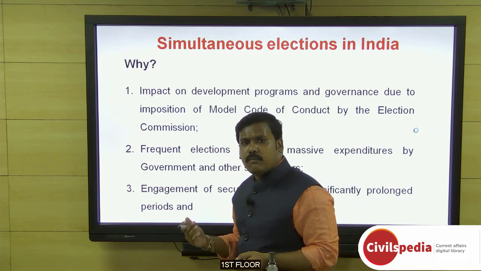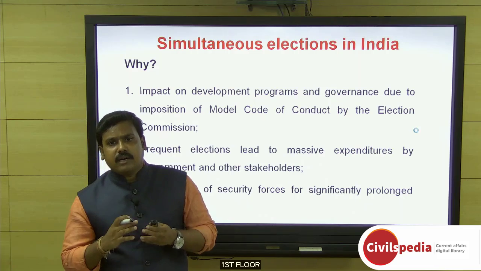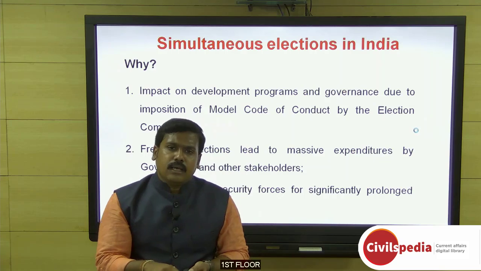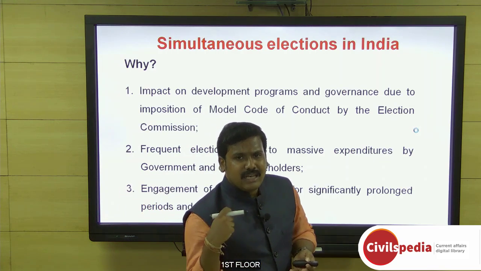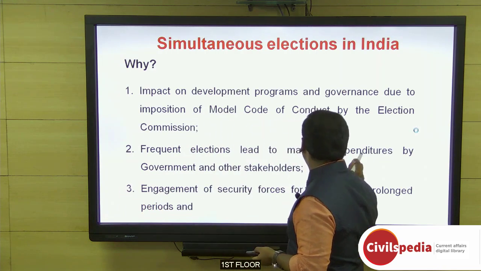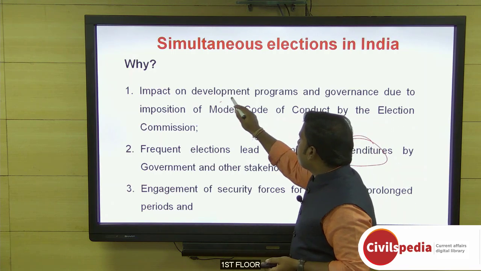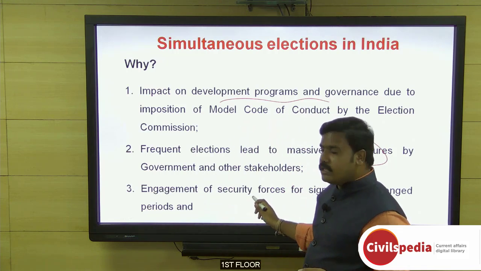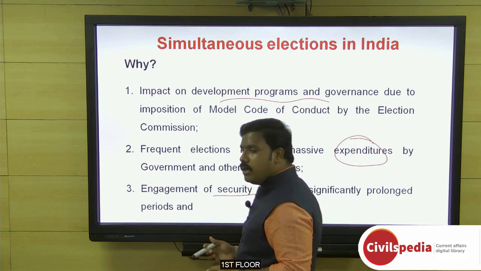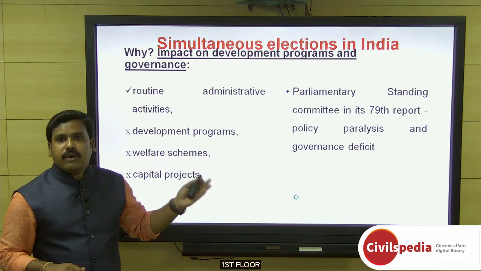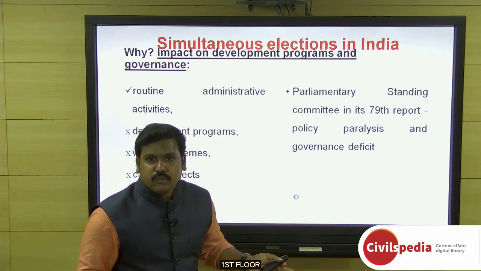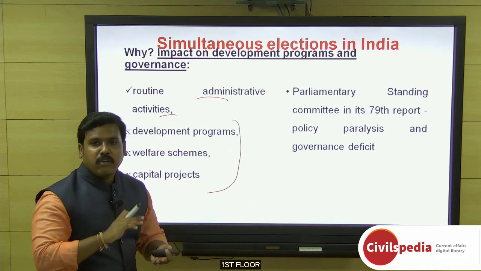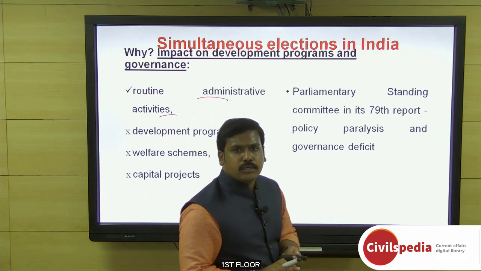First is the impact on development programs and governance, which is a bottleneck because of the model code of conduct. Next, we'll see the frequent elections, which lead to expenditure. So second is about finance, that is expenditure. First, the development programs: there is a bottleneck related to implementation. Third is the engagement of security forces. We'll see one by one what it is exactly. So first is the impact on development programs and governance. Apart from routine administrative activities, the development programs, welfare programs, and capital projects are affected. How are they affected?